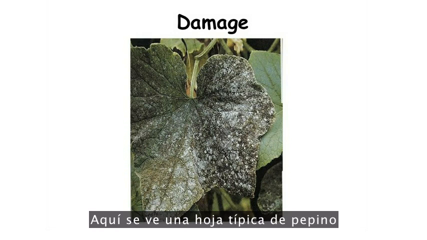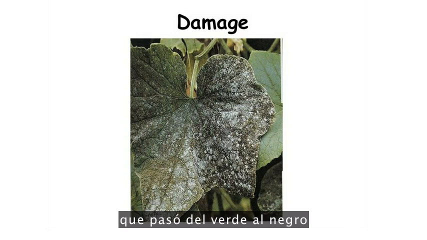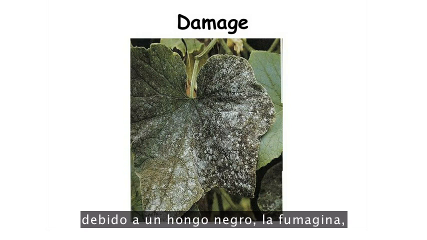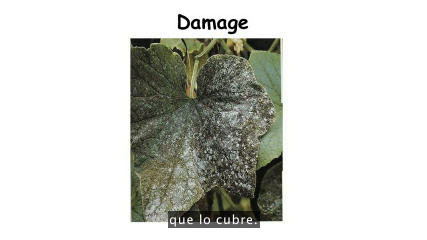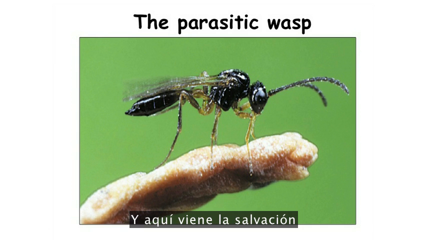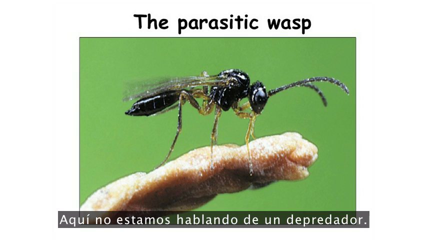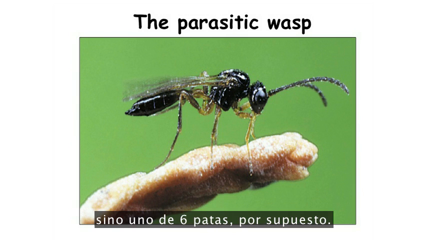Here you see a typical cucumber leaf that turned from green to black because of a black fungus, sooty mold, which is covering it. And here comes the salvation through this parasitic wasp. Here we are not talking about a predator, here we are talking about a parasite. Not a two-legged parasite, but an eight-legged parasite, of course.